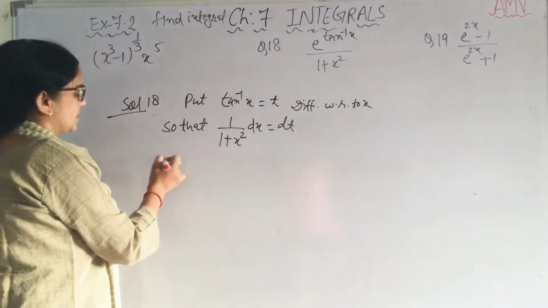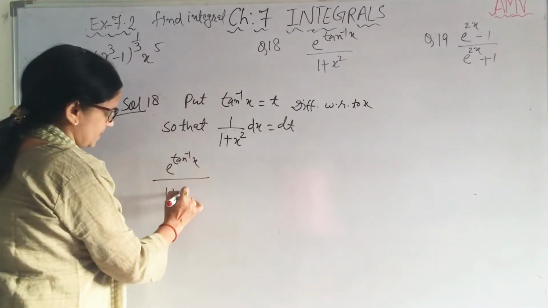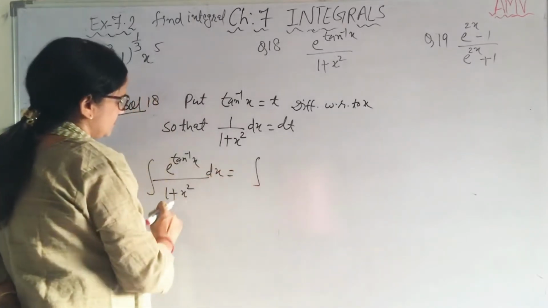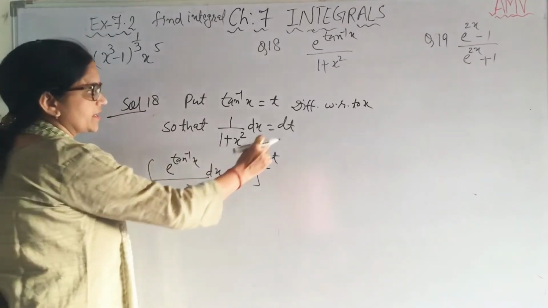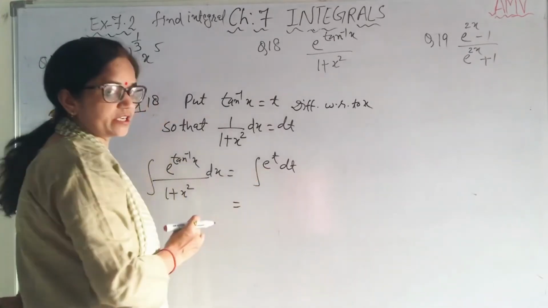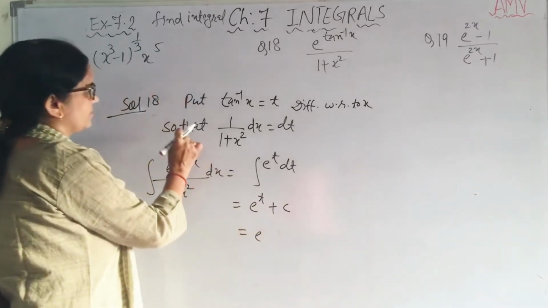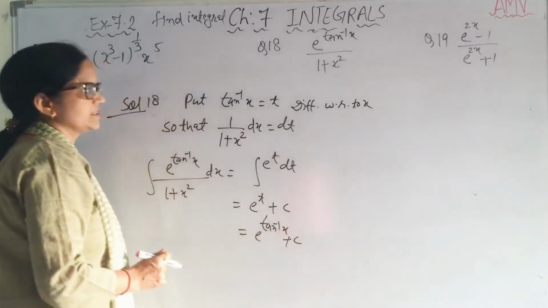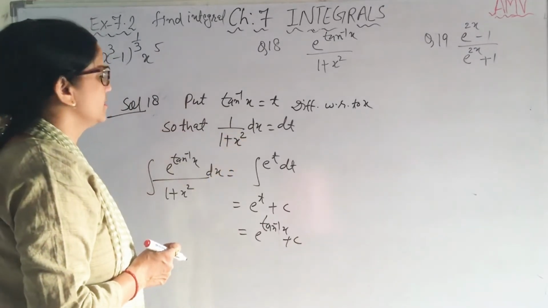Now the question becomes integration of e raised to tan inverse x by 1 plus x square. It is integration of e raised to t, and this whole part dx by 1 plus x square is dt. Now apply the formula. Integration of e raised to t is e raised to t as it is, plus c. Now write the value of t. Here t is tan inverse x, plus c. This is the answer. Now move to the next question, question number 19.